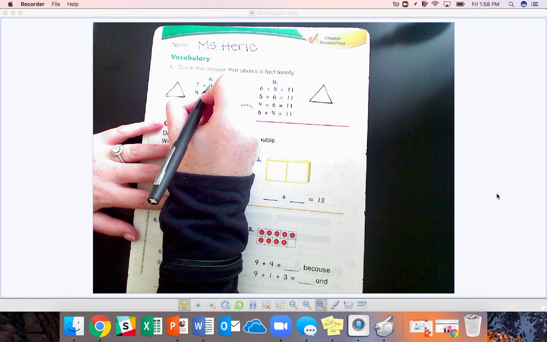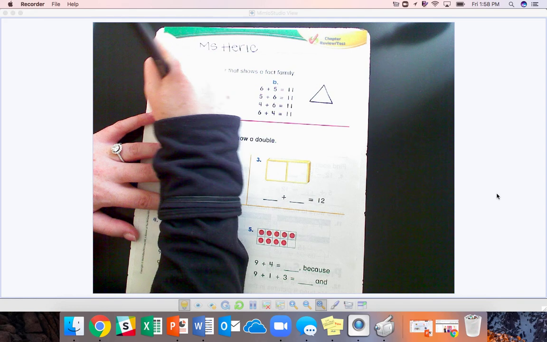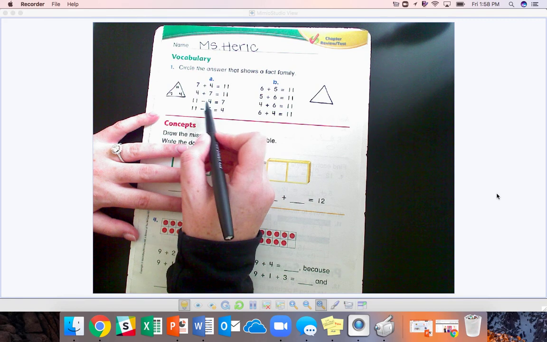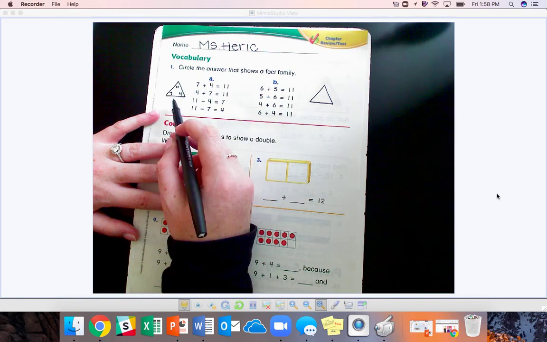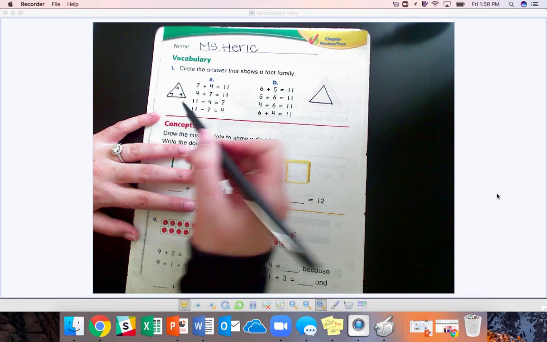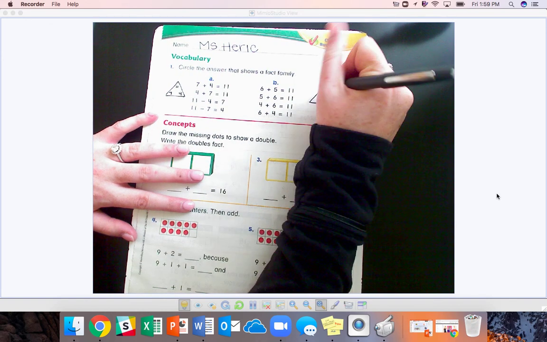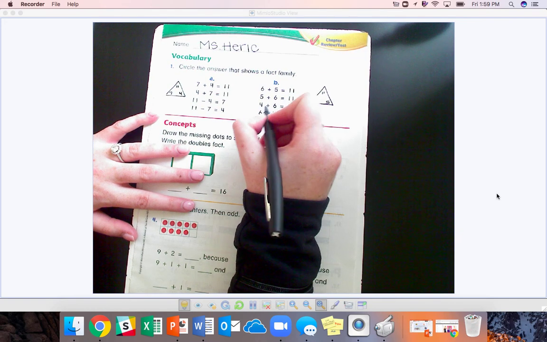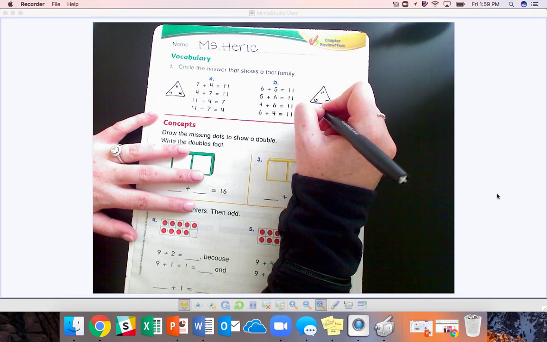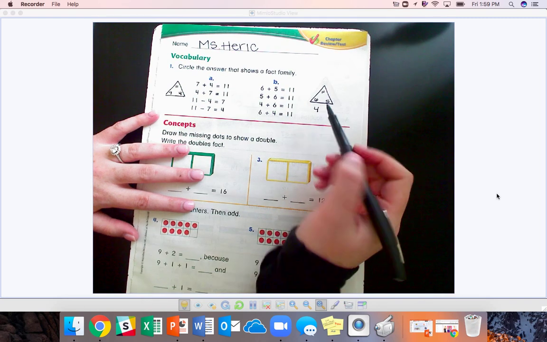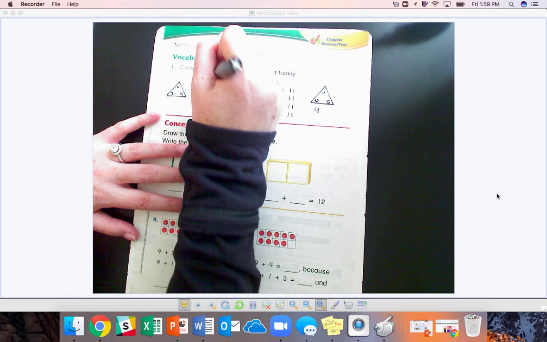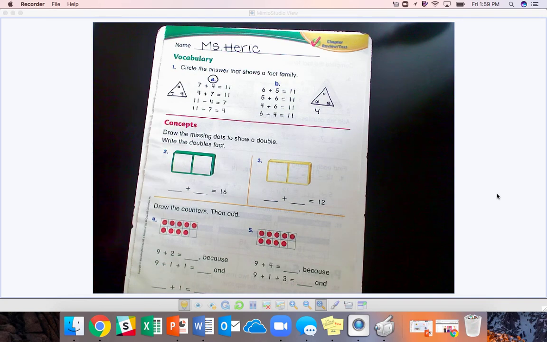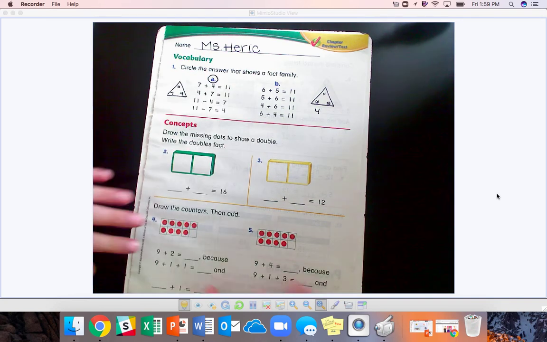I see the numbers 7, 4, and 11. 7, 4, 11. This looks like a fact family to me. Now let's check the other one. I see 6, 5, and 11. 4, 6, 11. I see more than 3 numbers here, so this is not a fact family. Circle the answer that shows a fact family. You can circle the letter or the whole group.